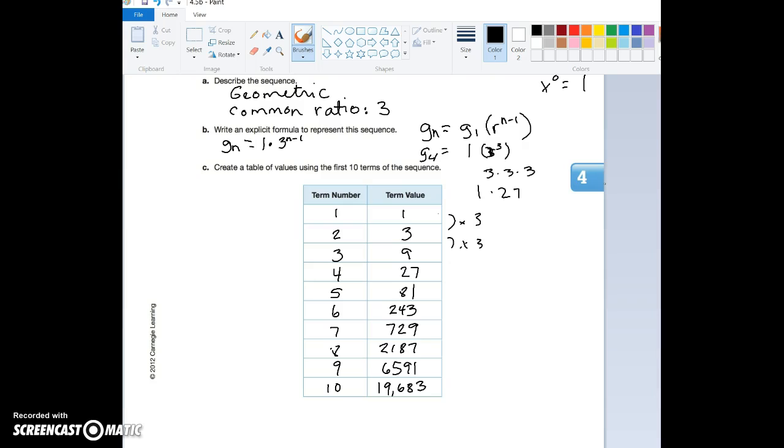Okay, I filled in my table, and you can compare yours to mine. I'm just going to pick the 10th term. What I did was use the recursive formula. I just kept multiplying the previous term by 3 to get the next one, because to me that was easier than plugging everything in. But just to make sure that I did it right, I'm going to pick the 10th term and use my explicit formula. G sub 10 is equal to 1 times 3 to the 9th power, because 10 minus 1 is 9.